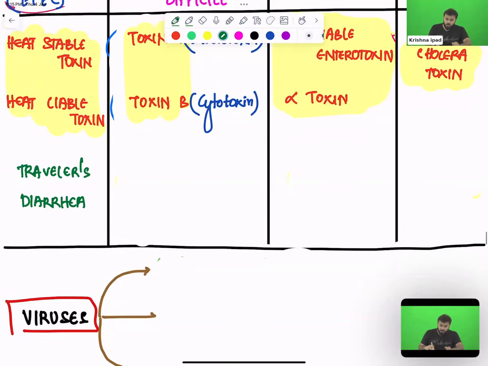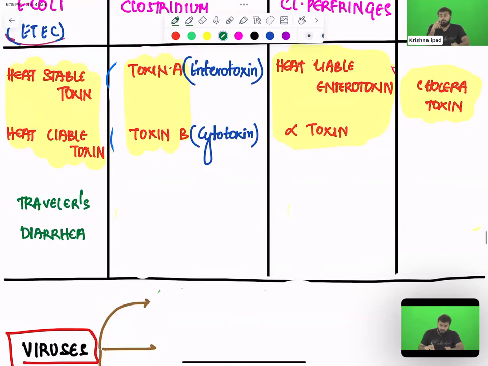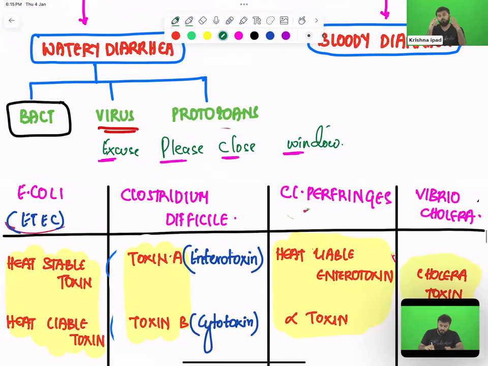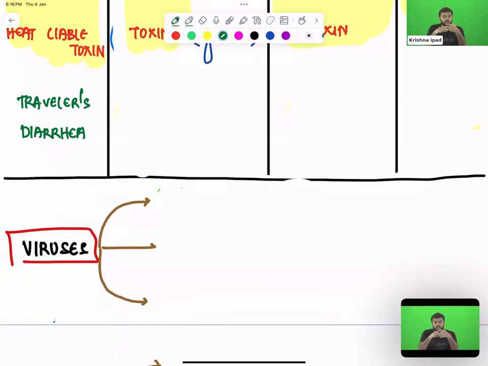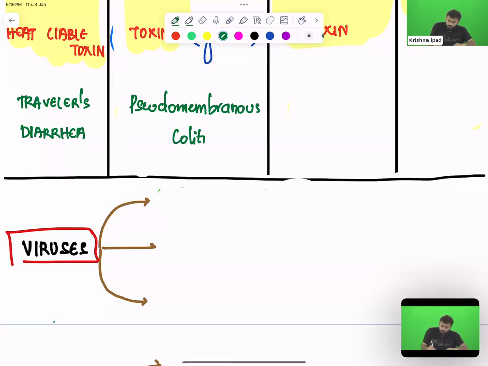In the same way, Clostridium difficile causes what? And by the way, long back itself I told you: Clostridium tetani will cause what? Clostridium botulinum will cause what? What is caused by Clostridium perfringens? All the things, the list I have given you. Tell me, Clostridium difficile causes what? Very good, Nidhi Jain. Clostridium difficile causes pseudomembranous colitis, which is also called PMC.